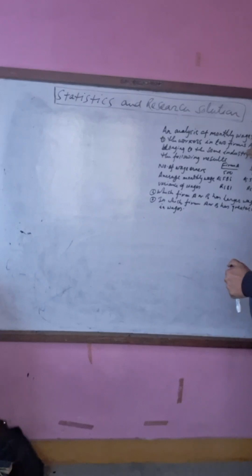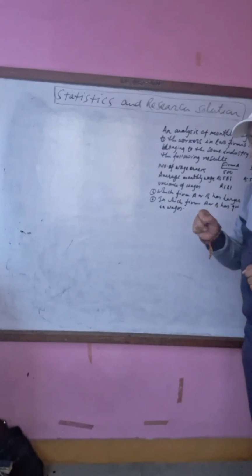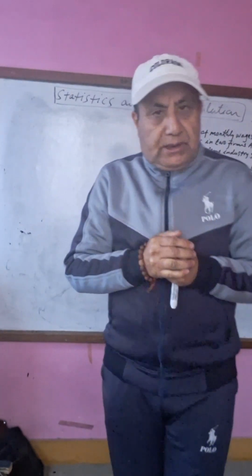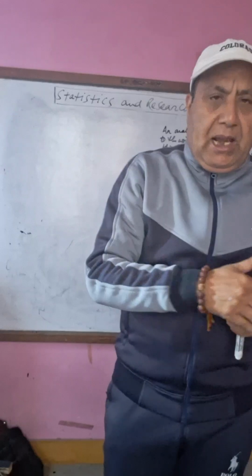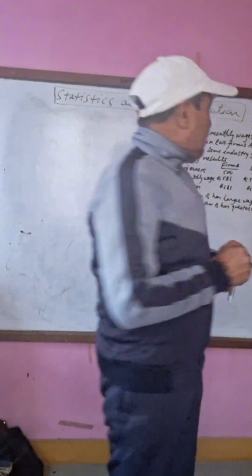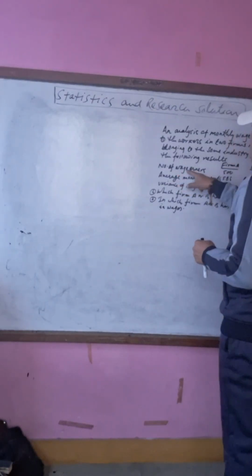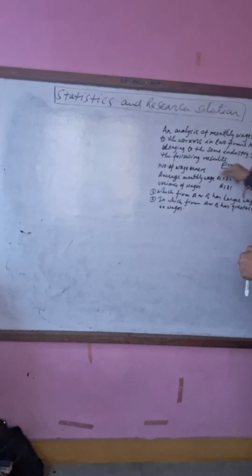An analysis of monthly wages paid to the workers in two firms A and B belonging to the same industry gives the following result. So there are two groups of workers. Some workers work in firm A and some other workers work in firm B, and their wages are given. Number of wage earners: in firm A there are 500, in firm B there are 600.